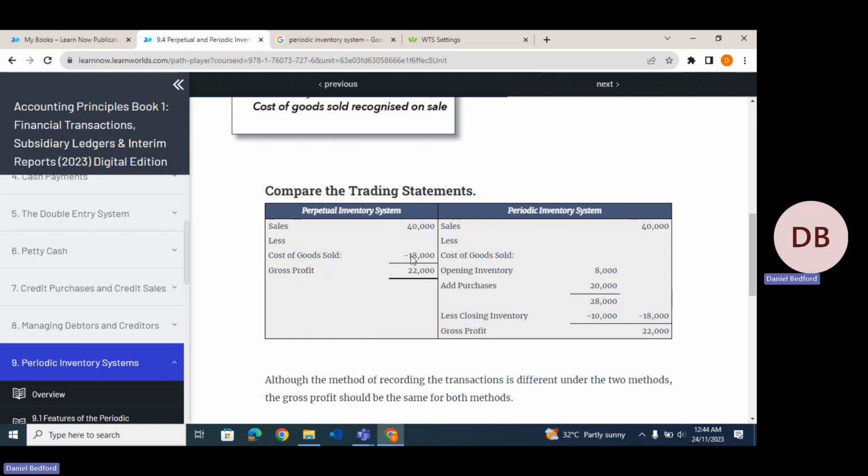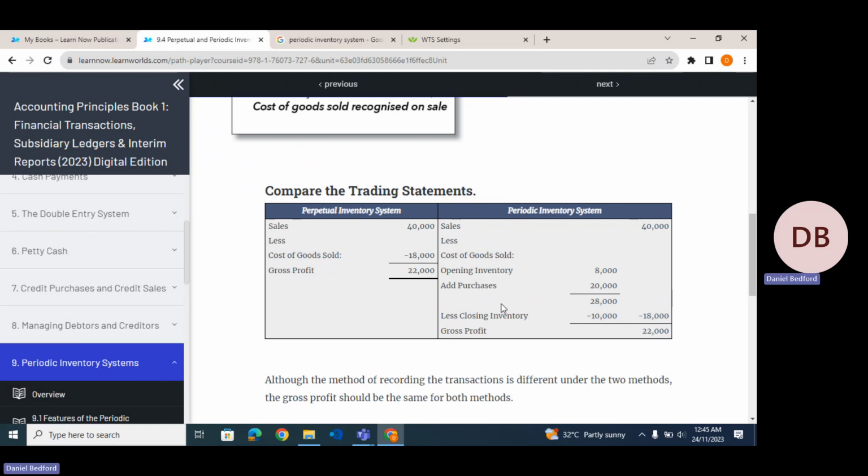Now compare that with periodic. So we've got our sales here, the 40,000. And then what we do is we go opening inventory. So the opening inventory for this period was $8,000. We add all our purchases. So we go back through our journal entries and we look at all the purchases, we add them together. We say, okay, we purchased $20,000 of stock. So in total, opening inventory plus our purchases, we had $28,000 of goods available for sale.